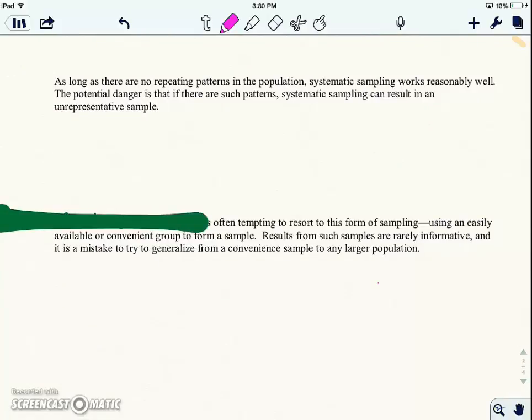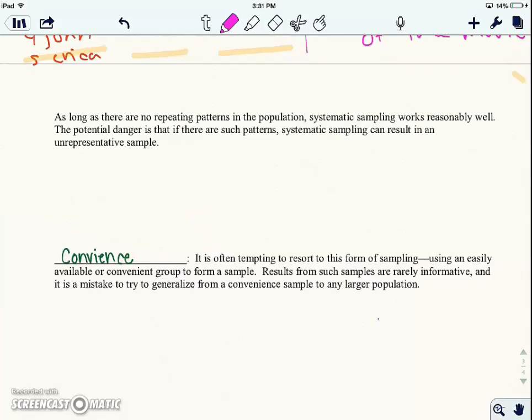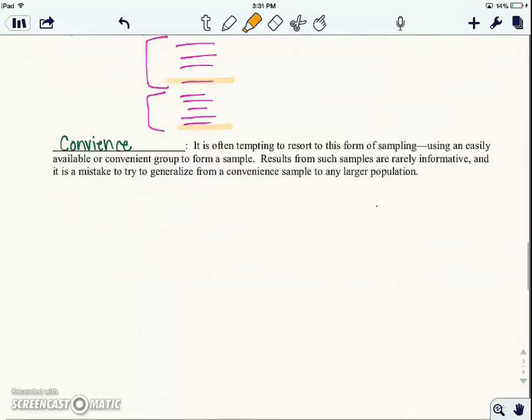The potential danger is if there are such patterns, systematic sampling can result in an unrepresentative sample. Maybe you have a list of people, and somehow in the list of people, it goes the top 5 students, okay, the A students, and then the next 5, where there's some type of repeating thing. So if you drew every 5th person, these people may have something in common. It's not the greatest example, ask me again in class.